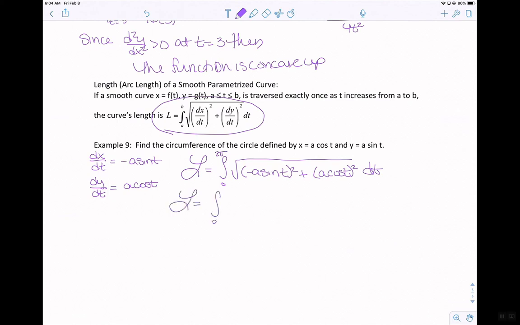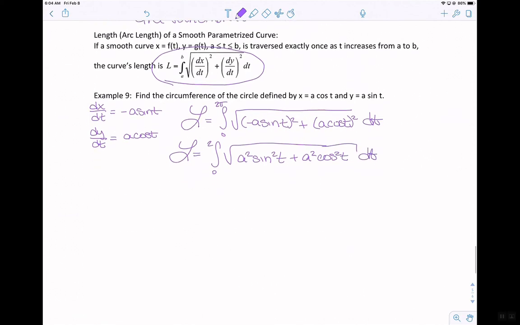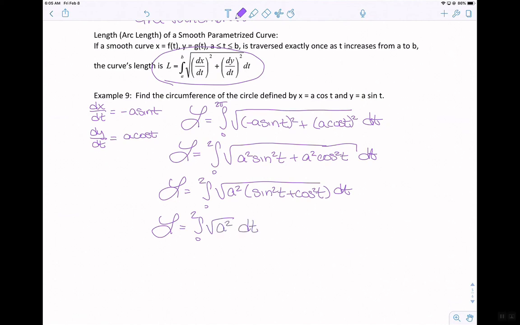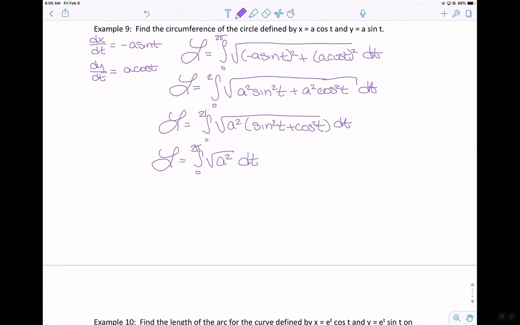So I get L is equal to the integral from 0 to 2 pi, square root of a squared sine squared of t plus a squared cosine squared of t dt. There's a common a squared in there, and I'm left with sine squared t plus cosine squared of t dt, and sine squared plus cosine squared is 1. So 0 to 2 pi of a squared dt.